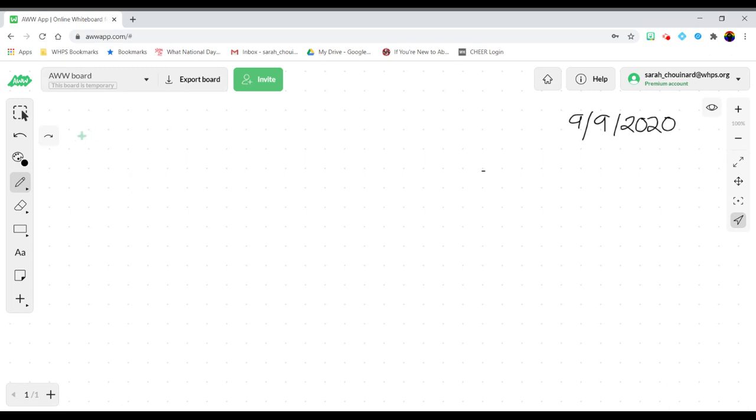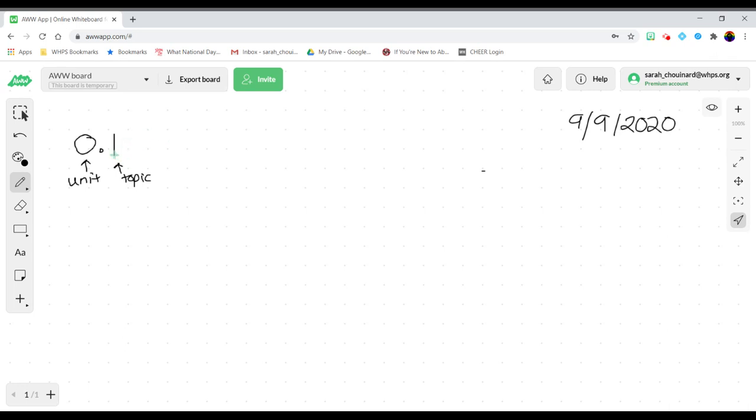So every I can statement is going to have a number. The first number is going to be the unit that we're in, and the second number is going to be the topic in that unit. So this would be unit 0, topic 1.